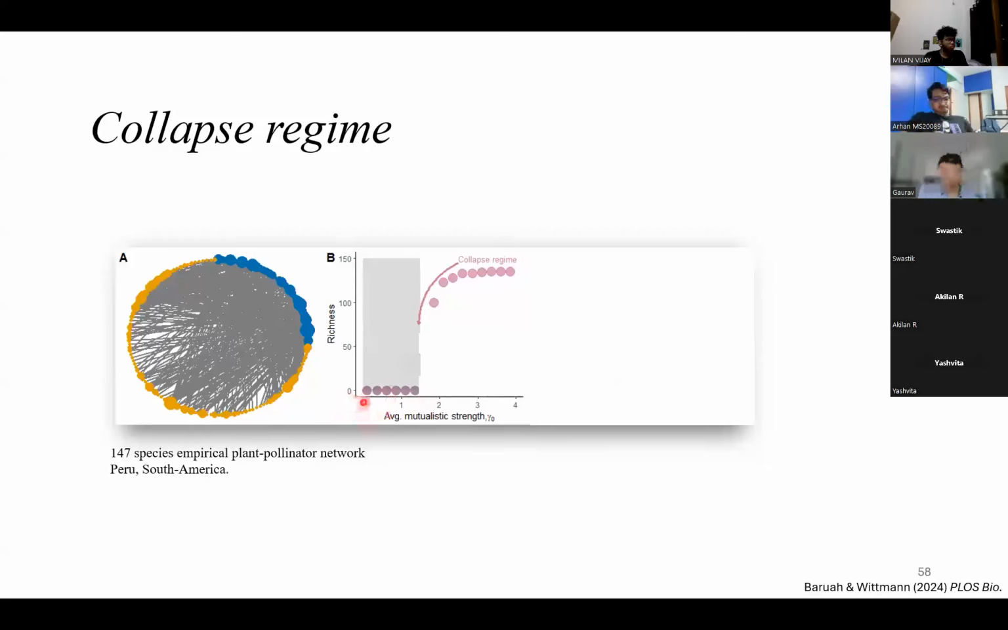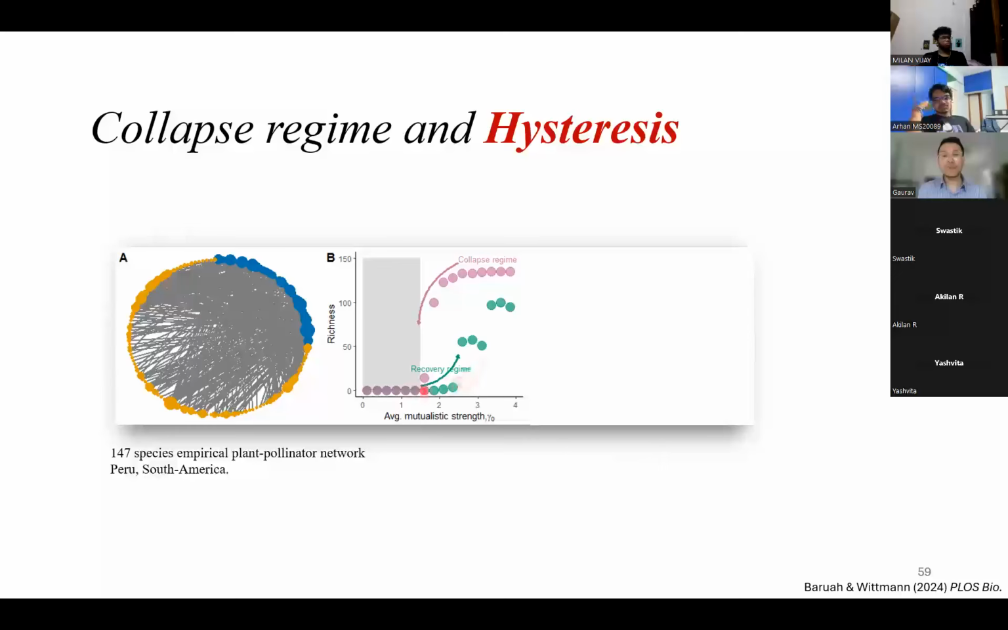Now, once it collapses, what we do is restore the environmental conditions. So basically, we start where the richness is at 0, and we make the environmental conditions better. We start at this scenario, and then we go in this direction. And what we observe is that even when you restore the environmental conditions, we do not see a complete recovery.